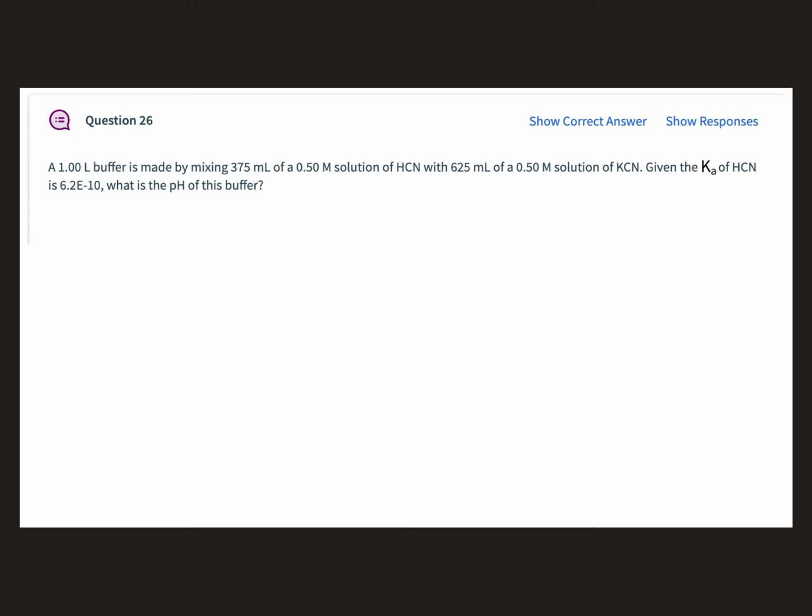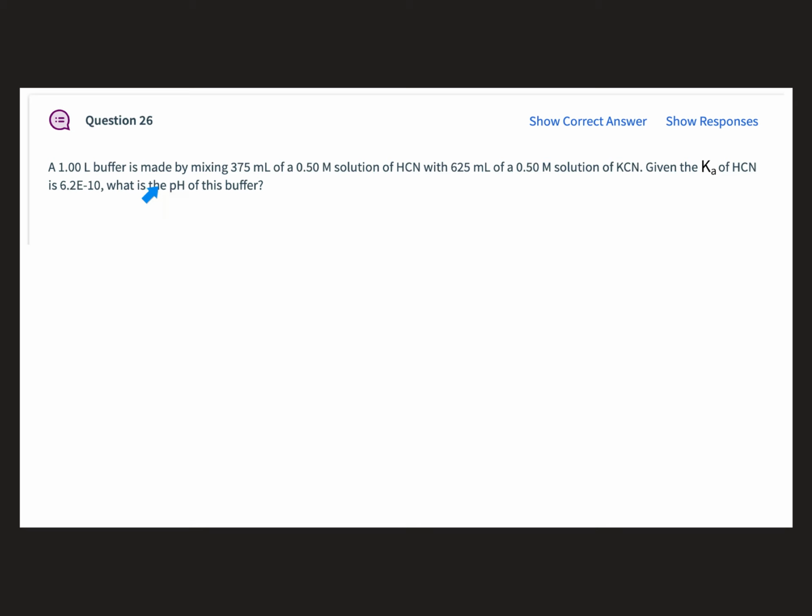For question 26 in the practice exam, we're told that we make a 1 liter buffer by mixing together 375 milliliters of hydrogen cyanide, which would be our acid, with 625 milliliters of potassium cyanide, which would be the conjugate base of our acid. So we've got a buffer, weak acid, conjugate base. And they tell us the Ka of hydrogen cyanide is 6.2 times 10 to the minus 10. What's the pH of this buffer?